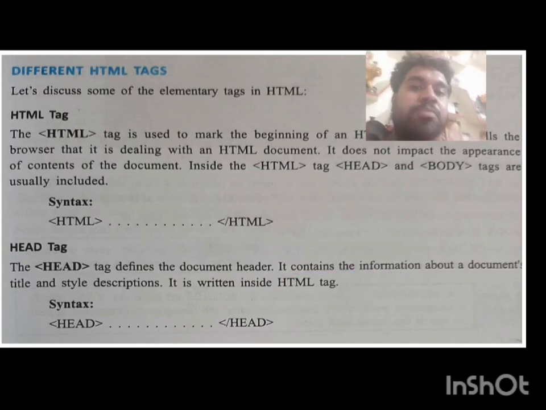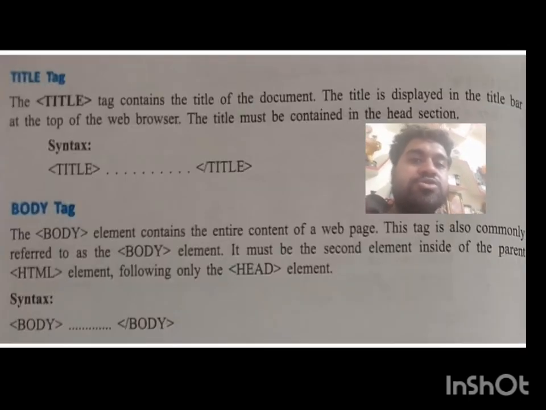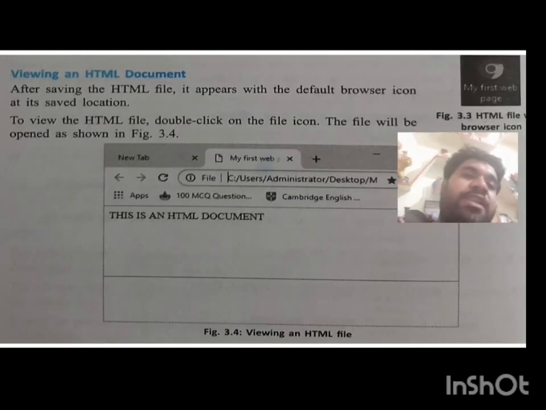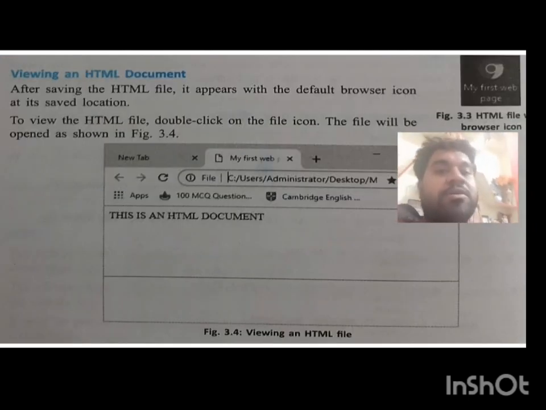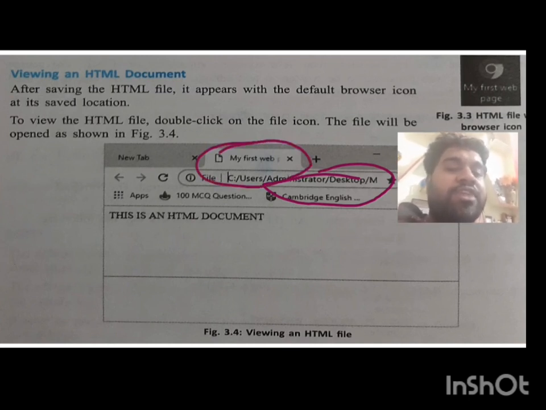Now class, moving further, the next tag is the title tag. This tag is used to give a title to your HTML page. Suppose the file name is a different thing. The file name is different, and the browser title is different. The file name will appear here, and this web page title will be whatever you write inside the title tag.